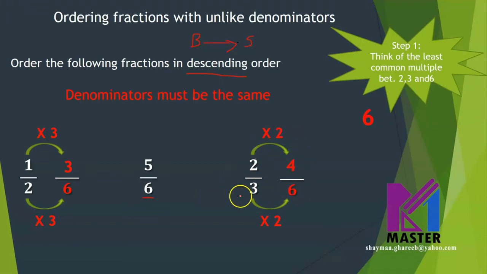So now I changed all denominators to be 6. I can order now. I have 3/6 and 5/6 and 4/6.